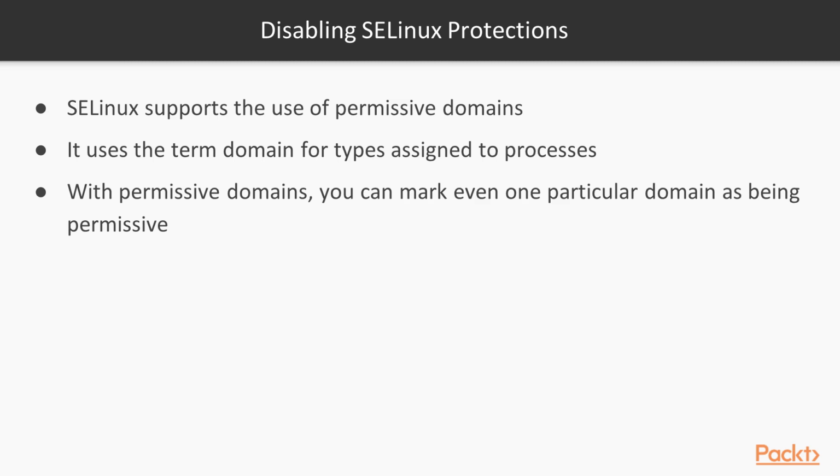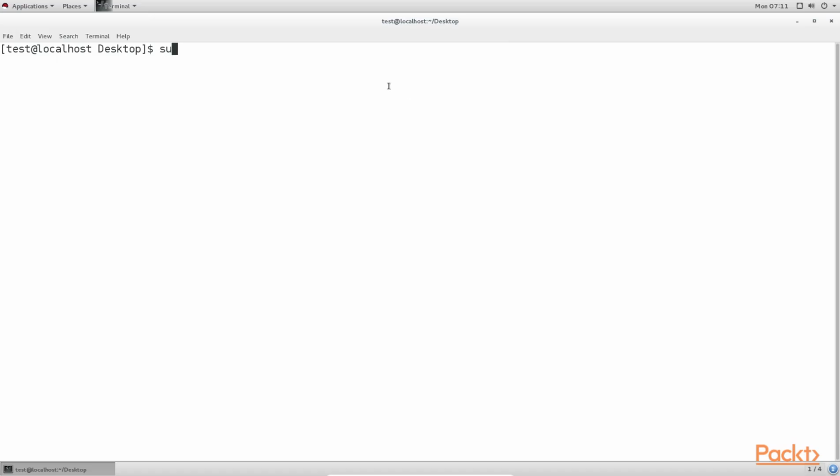To make a domain permissive, we use the semanage command. Let's use it right now. semanage permissive -a dhcpd_t, and enter.